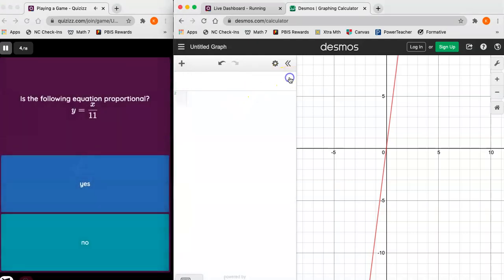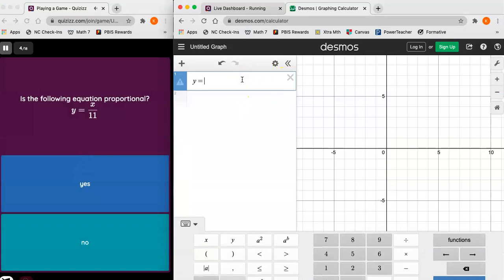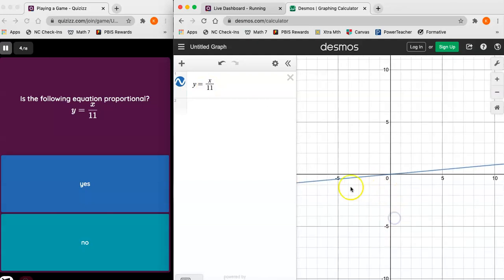Next example, y equals x over 11. Well, I'm going to say I think it's going to be proportional because x is not in the denominator, x is in the numerator, and that should be fine. And take a look. Yes, this is proportional. It's a straight line. It goes through 0, 0. So x over 11 is fine. That's proportional.